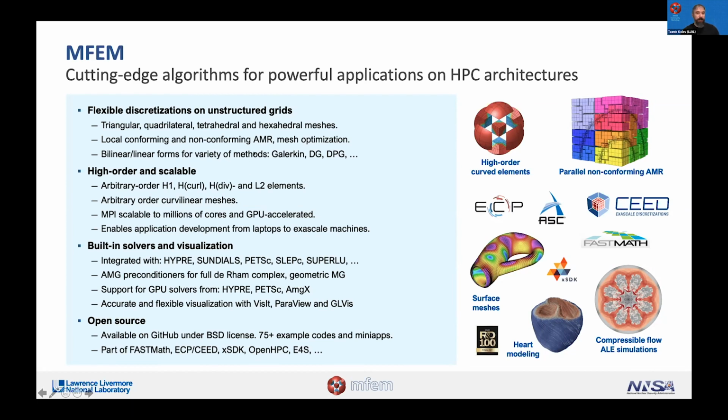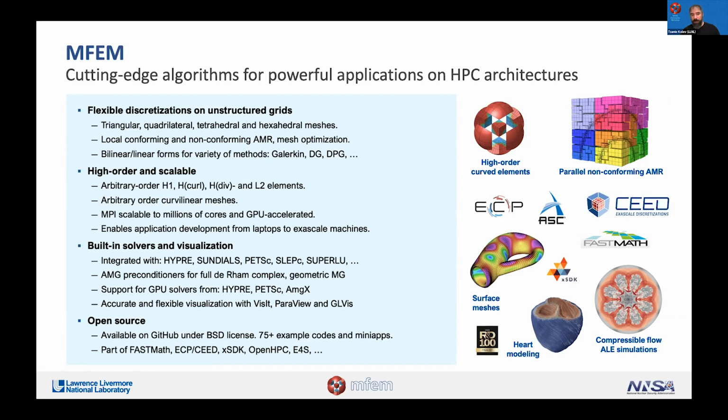I'd say the first one is that we try to be very flexible. You can use MFEM for research in finite element discretizations on general unstructured grids. We treat simplex meshes and tensor product element meshes, so triangles and quads on the same level. We provide, for example, local adaptive mesh refinement for both of them. There are a wide variety of bilinear and linear forms and finite element methods that you can develop with MFEM: continuous, discontinuous Galerkin, DPG, isogeometric analysis, all sorts of things. So flexibility is very important for us.